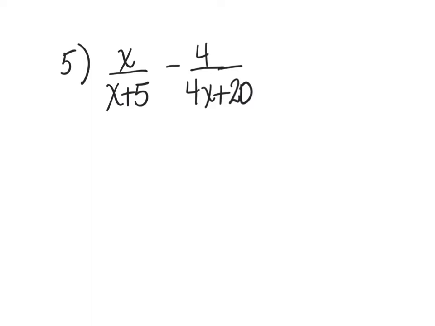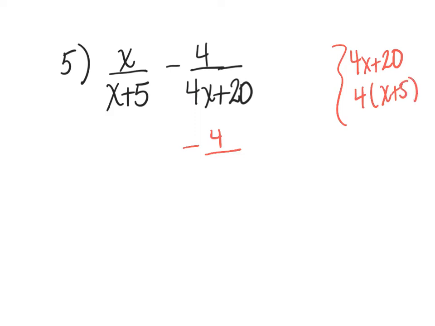So this fraction can really be written as minus 4 over, and when I pull out the GCF of 4x plus the GCF of 4, that leaves me with x plus 5. So I'm going to rewrite this fraction as minus and then 4 over 4 times x plus 5. And then, of course, we didn't do anything to the second fraction.